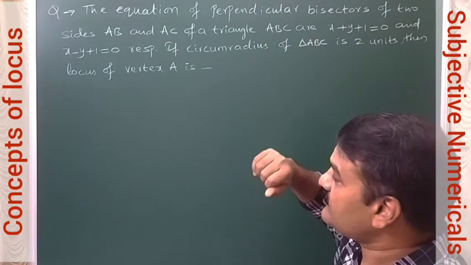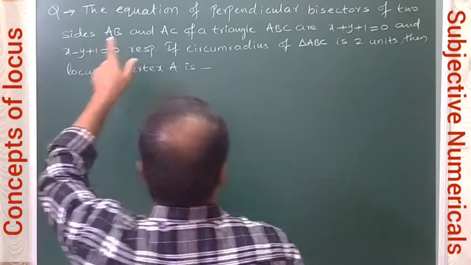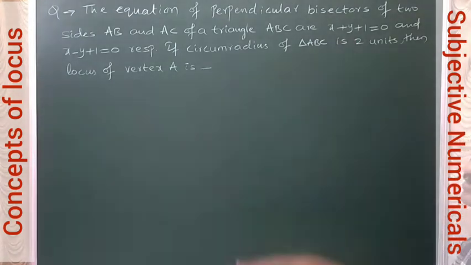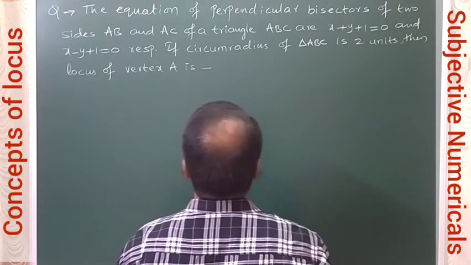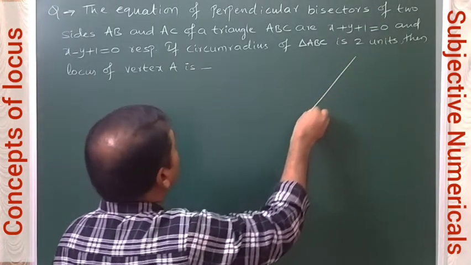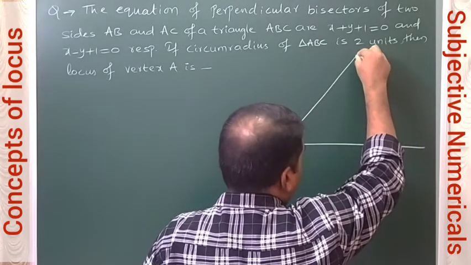are given. So equations of perpendicular bisectors are given. If circumradius of triangle ABC is 2, then what is the locus of vertex A? Okay, so equation of perpendicular bisectors of two sides AB and AC are given.